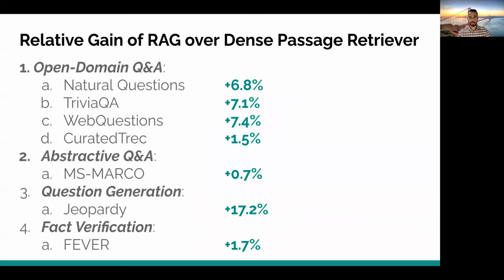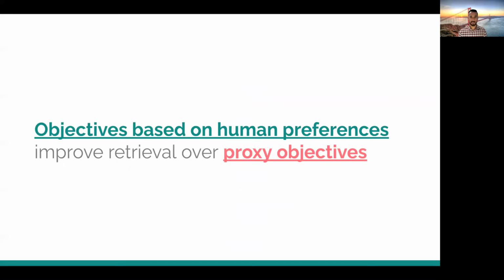So I guess most relevant to the point of this talk is that this RAG objective does obtain better downstream task performance across a wide variety of tasks relative to the dense passage retriever. And you can see here, the gains are quite consistent across all of these tasks. By training the retriever with signal from the downstream model, we are able to improve the ability of this downstream model to perform the task.